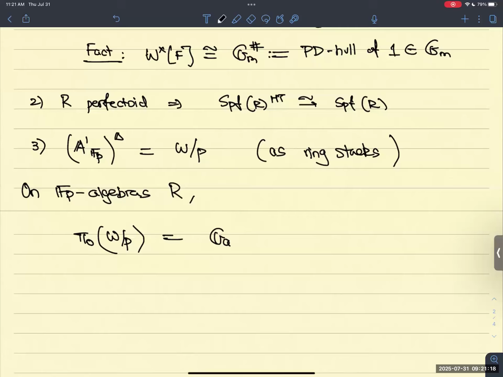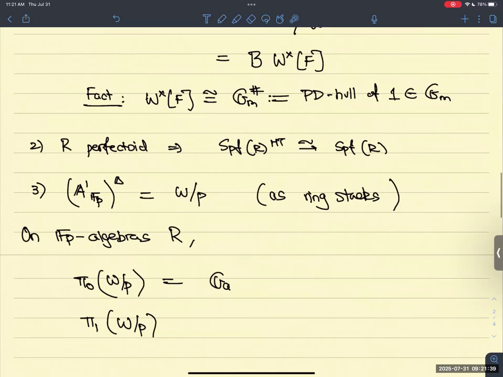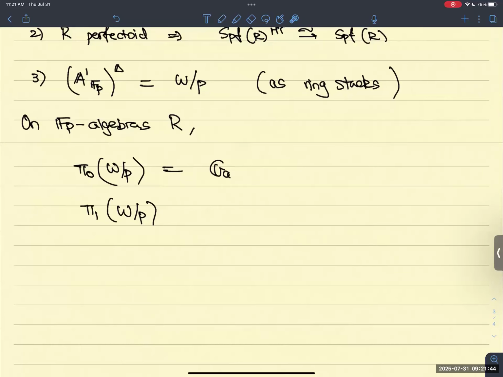If you think about what Witt vectors are, multiplication by P is locally at least surjective onto all the Witt vectors except the first one, and it doesn't hit the first one at all. So what's left over is just that first coordinate, which is a GA. And the stabilizer, which is the pi 1, is the kernel of this map, multiplication by P. And again, a similar calculation to what we did above. If you try to carry it out now, what you will see is that pi 1 of W mod P is GA sharp, which is defined similarly. So this is the PD hull of 0 in GA.